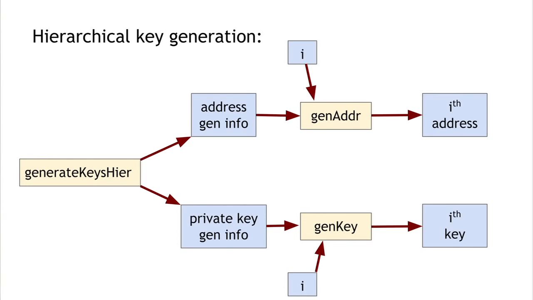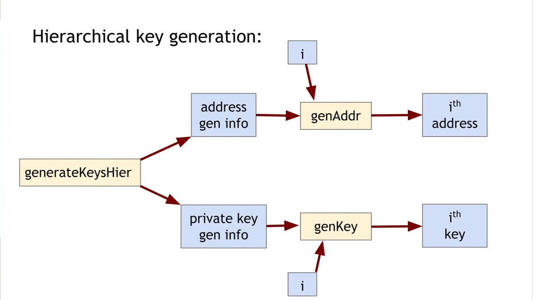First, that the ith address and the ith key match up and correspond to each other, just as if they were generated the old-fashioned way. And what I mean by that is that a coin that's transferred to the ith address will be spendable and controllable by somebody who knows the ith key. So these behave just like a regular address and a regular key.